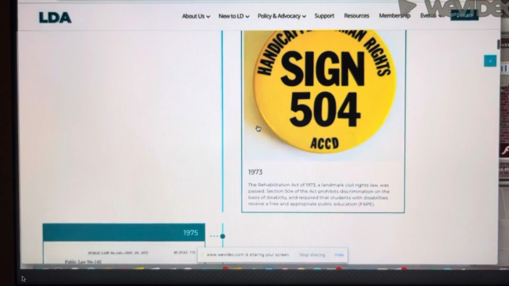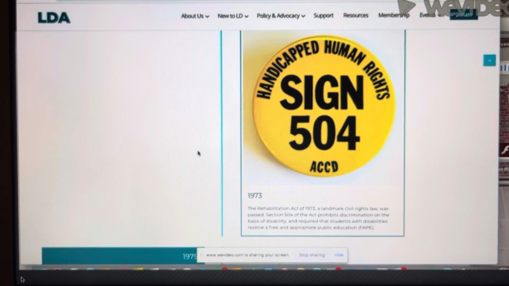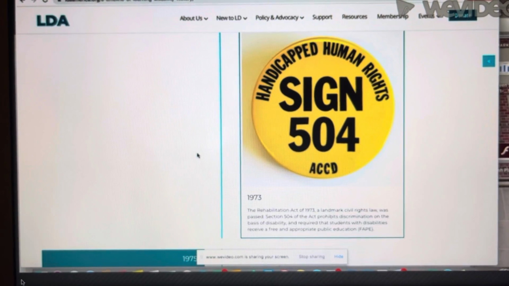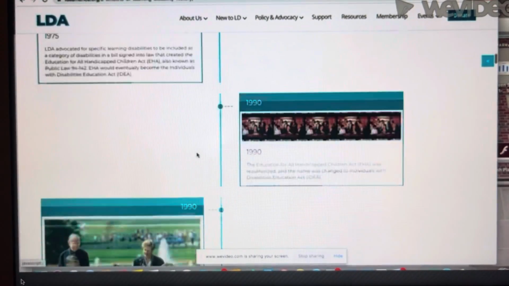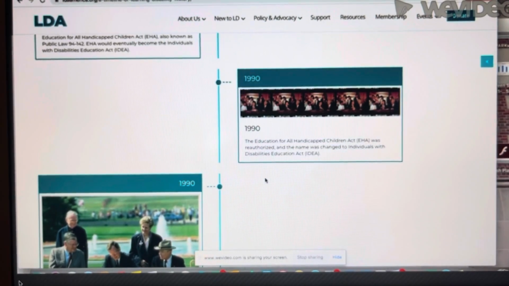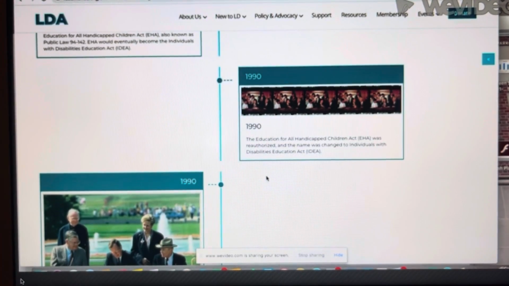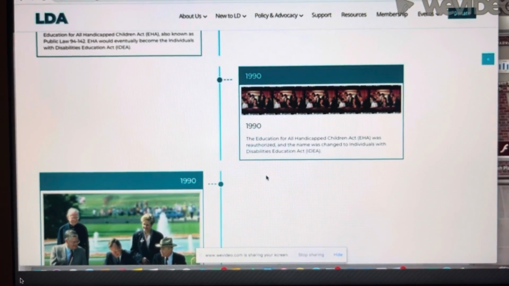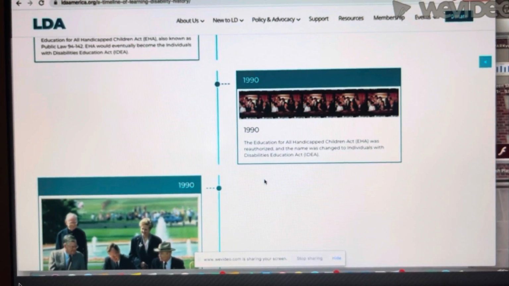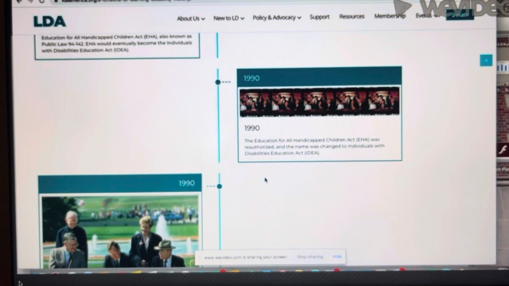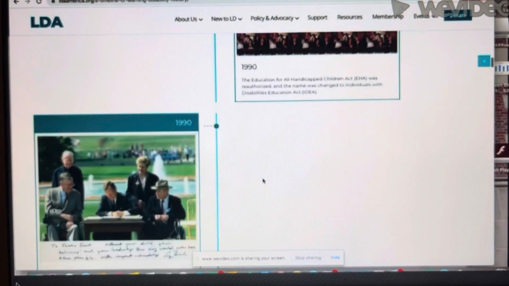And then this one right here talks about the Rehabilitation Act in 1973. It was a landmark civil rights law that was passed. And then this point right here, the Education for All Handicapped Children Act, or the EHA, was reauthorized in 1990, and it was changed to the Individuals with Disabilities Education Act, or the IDEA.